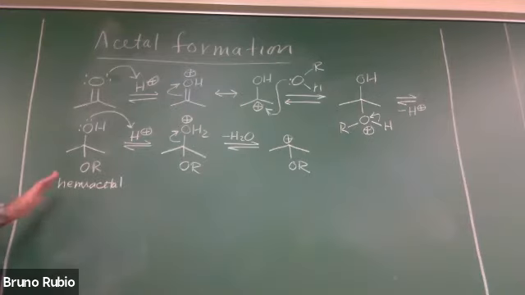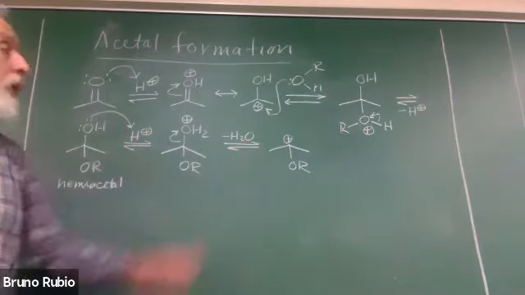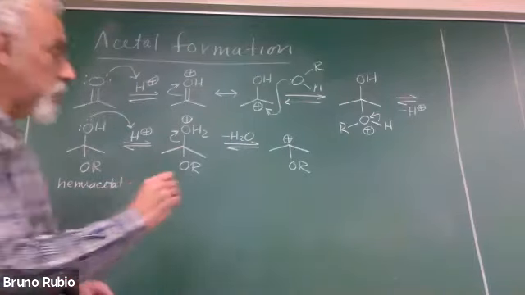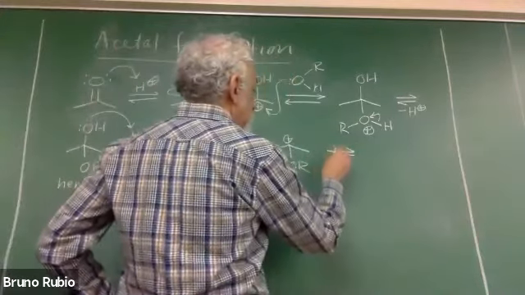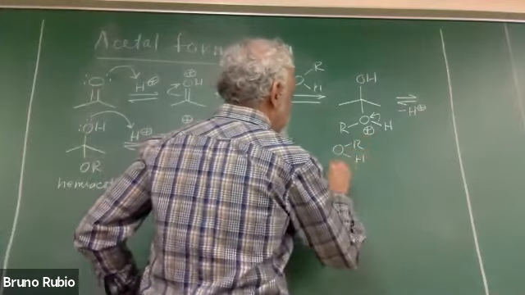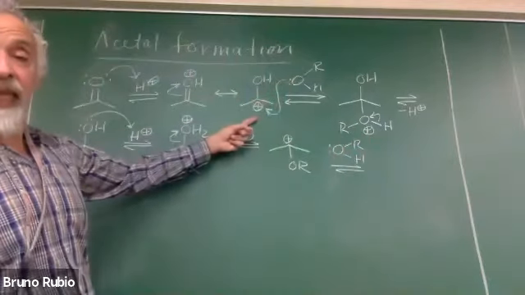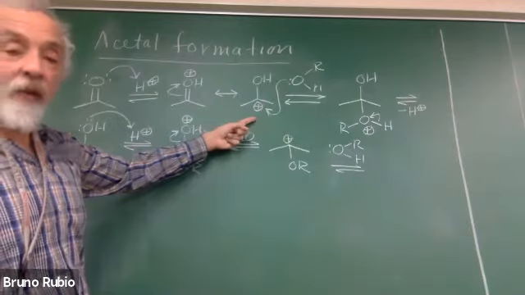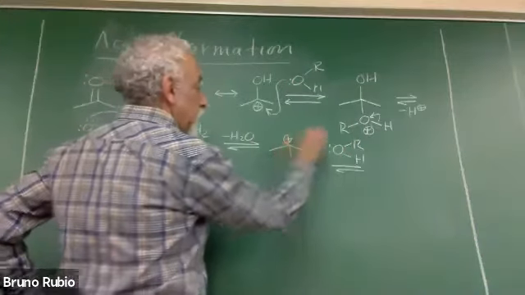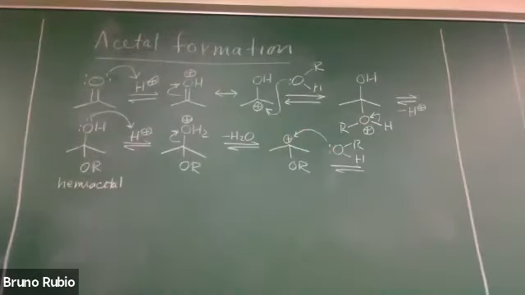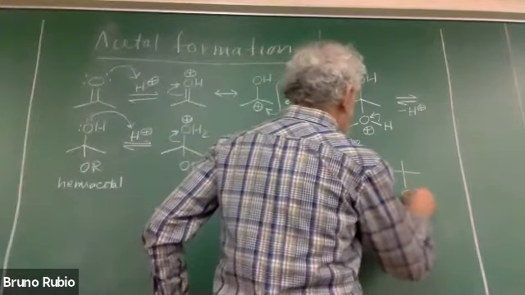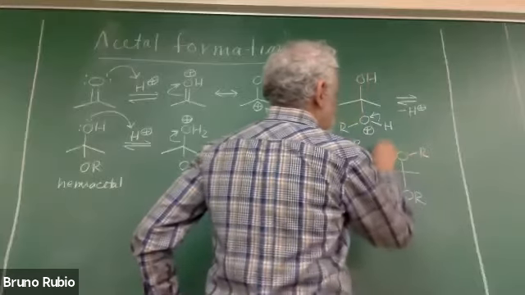Now that's the electrophile. It is going to undergo attack by a nucleophile, and the nucleophile at this stage is going to be our second equivalent of alcohol. The second equivalent of alcohol comes in, and it does exactly the same thing that it did in an earlier step of the mechanism. The oxygen attacks that positively charged carbon. That's the nucleophile, it's electron rich. That's the electrophile, it's electron poor. The second equivalent of alcohol attacks the carbon, and we get an intermediate that looks like this.